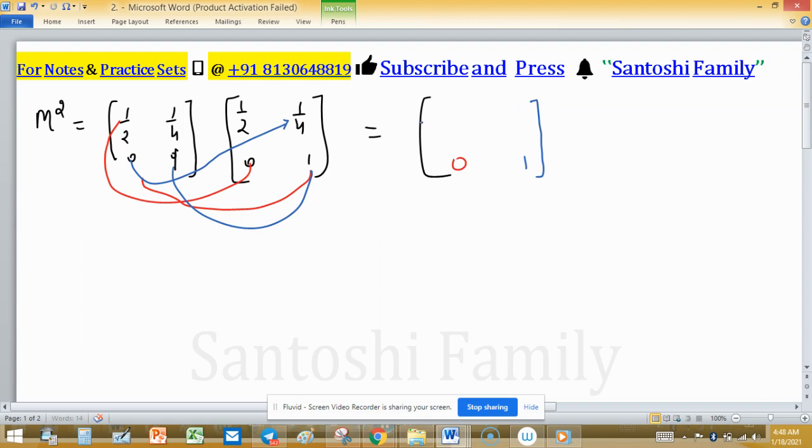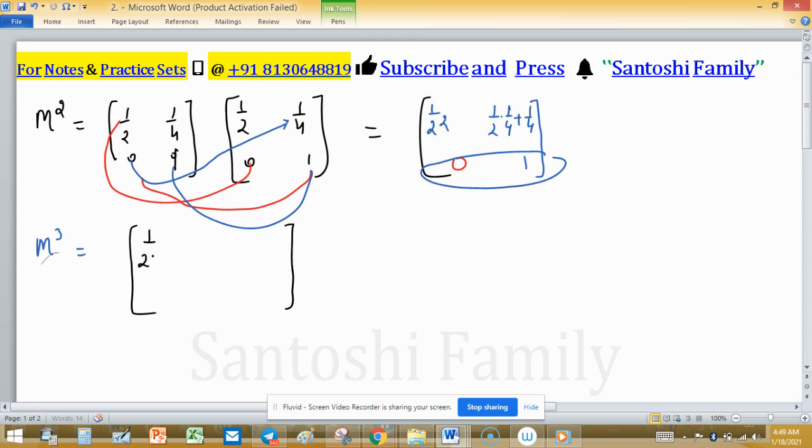Now the remaining entries are the first and second. Generalizing for all integral powers, the second row will be 0, 1. The first element will be 1/2 squared, and the second element is 1/2 into 1/4 plus 1/4. Now M cubed will be this previous matrix, 1/2 squared and 1/2 into 1/4 plus 1/4, with 0 and 1 below, taking the product with matrix M, 1/2, 1/4, 0, 1.